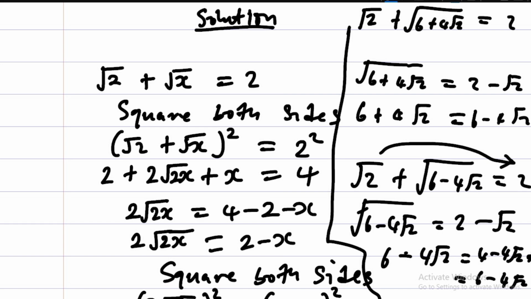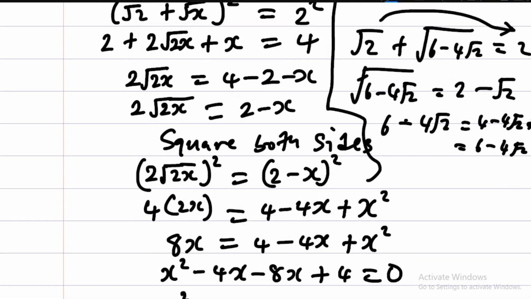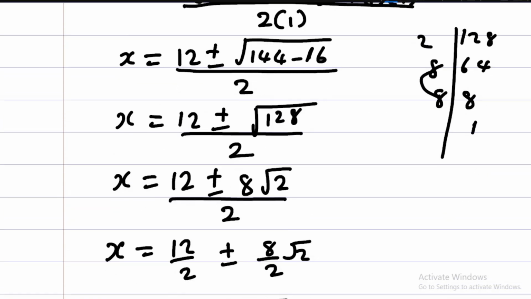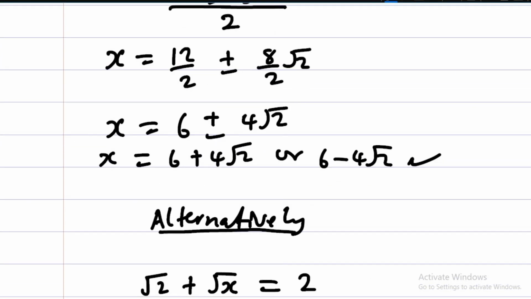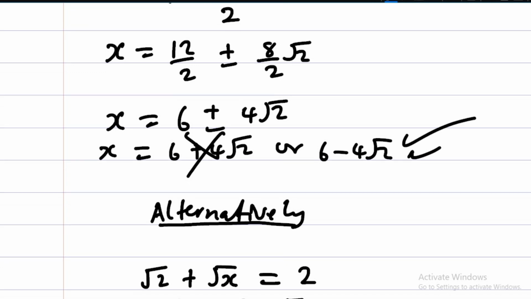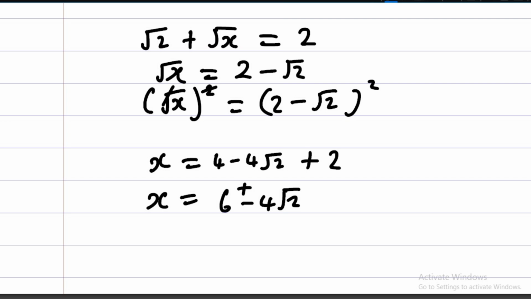So the only solution to this problem is this one that has minus. So the only solution to this problem is the one with minus. This one is not a solution. The only solution here is this particular one, which is exactly what I got when I solved this. So this plus is not a solution.